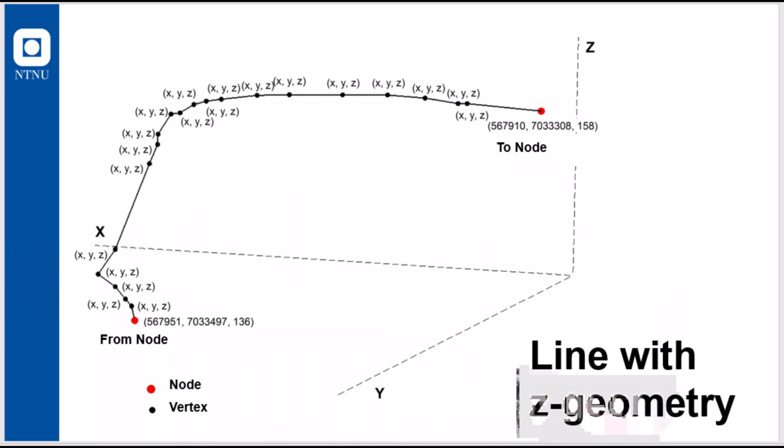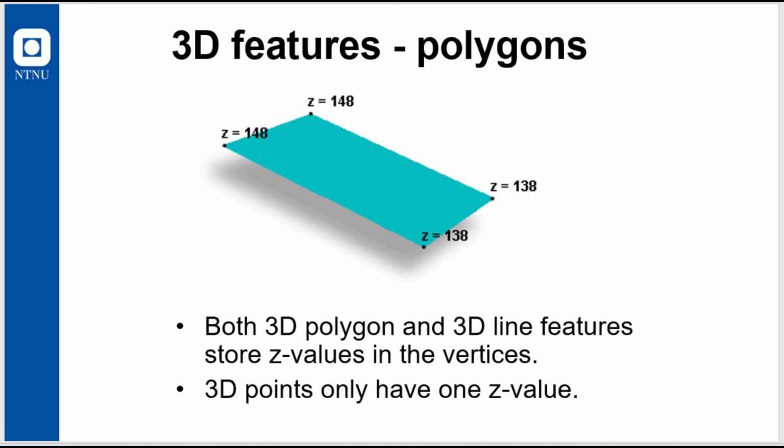This is the line from the previous example, showing then for each vertex that there is storage for also a Z value. And the line will therefore not appear flat if visualized in a 3D visualization software. It will nicely follow the terrain. Also for polygons or lines, each vertex belonging to the object has a Z value.